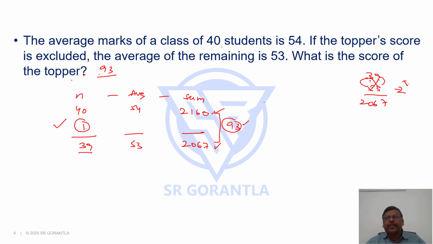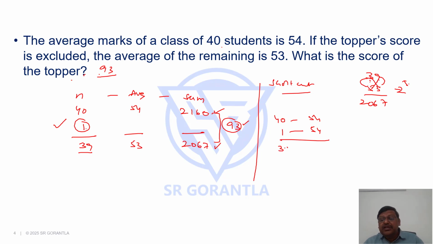This is the traditional manner. Now what is the shortcut? Similar to the previous one, the 40 people's average is 54. If the topper who is removed from the group had also scored 54, the average of the remaining 39 would have been 54. But the average of the remaining is 53, which means it has come down by 1.